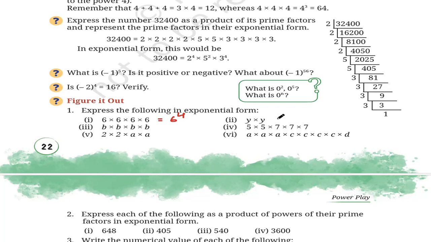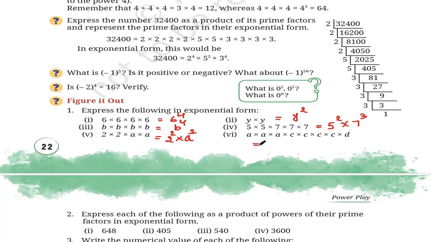Same way, y into y, if you have to write this in exponential form, it will be y raised to the power 2. The third one will be b raised to the power 4. The fourth one is 5 raised to the power 2 into 7 is multiplied by itself 3 times, so 7 cubed. Fifth question, 2 into 2 into a into a, so 2 squared into a squared, because a is also multiplied by itself 2 times.